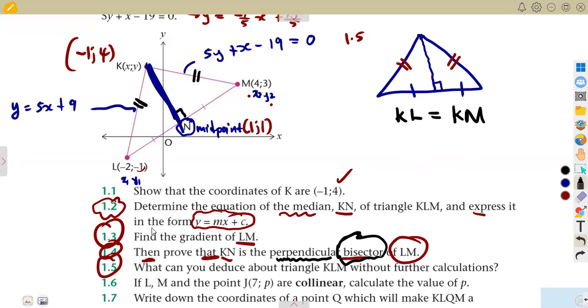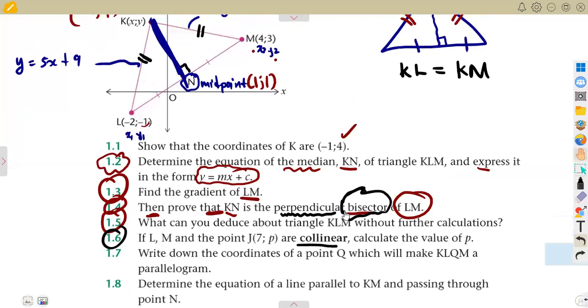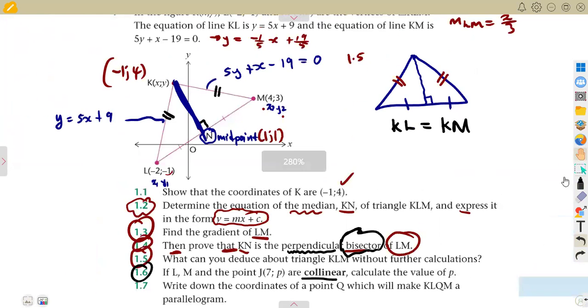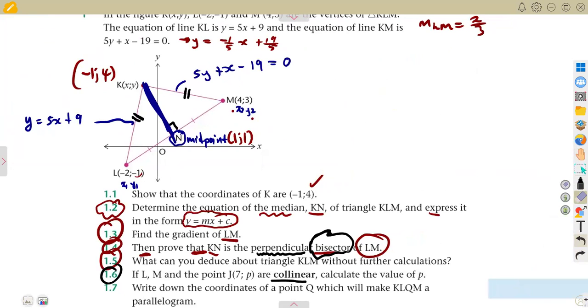So be careful on your presentation. That is what we have. 1.6, if L, M, and the point J given as (7, P) are collinear. Remember, I talked about collinear points in the introduction. Calculate the value of P if these points are collinear. All right, let us have it here. I hope you understand me on this one.